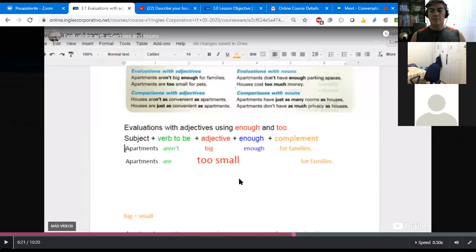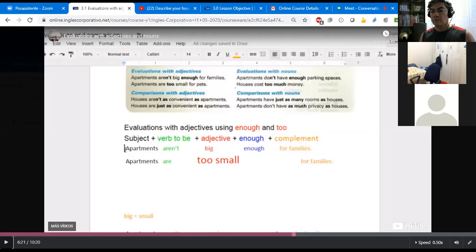Okay, the other one is that the meaning is basically, let's say, probably not exactly the same, but very similar, right? It's the same idea, okay? That at the end, what we are saying is that the apartment is not big, okay, and it is small. Okay, questions? No? No. Okay.